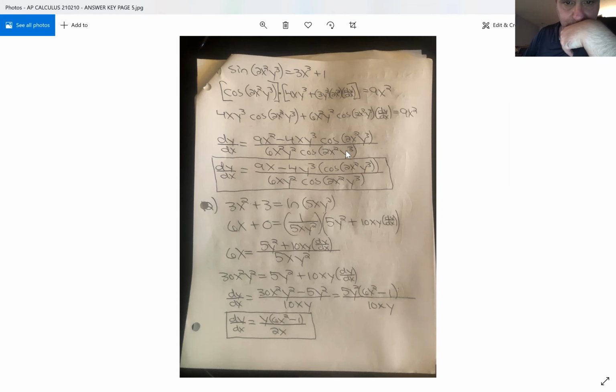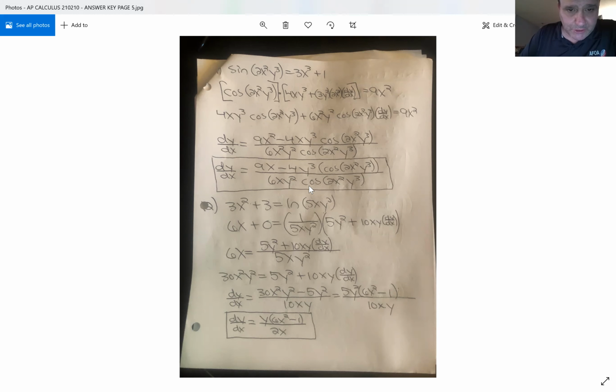I could have factored out an x there. I did. So I factored out an x, I didn't show it. So we got 9x minus 4y cubed cosine 2x squared y cubed. And I factored an x out of here. So it becomes 6xy squared cosine 2x squared y cubed. Okay.